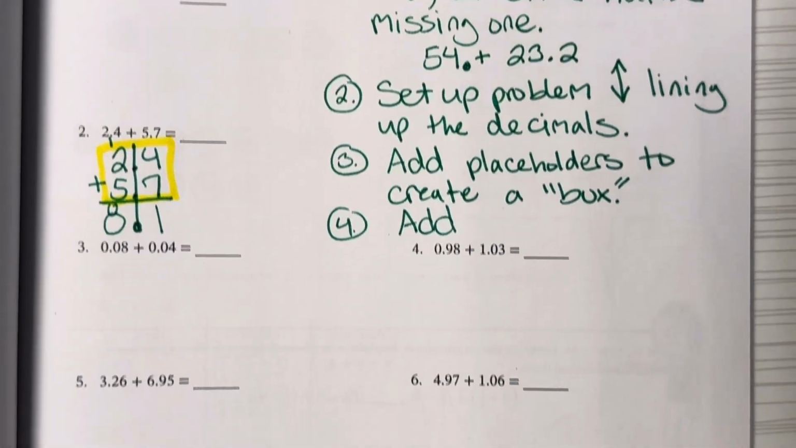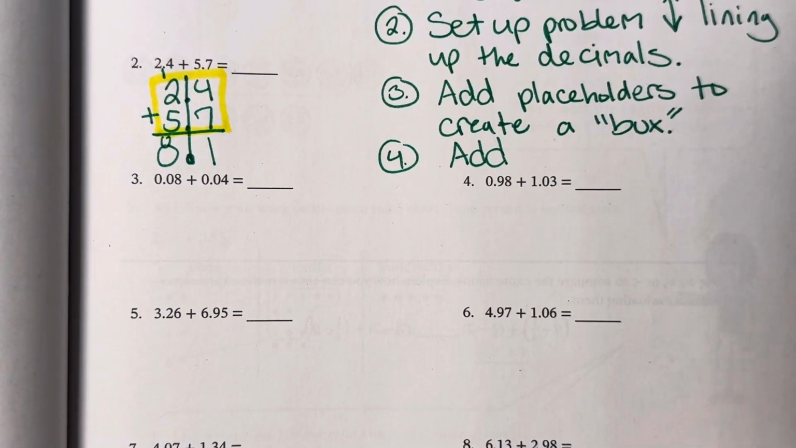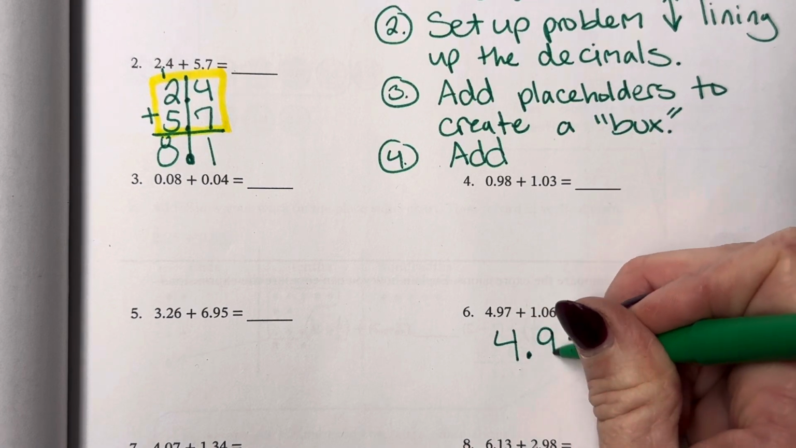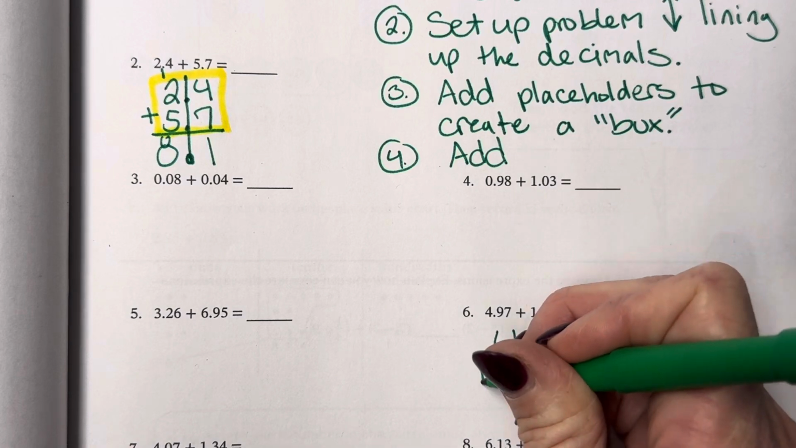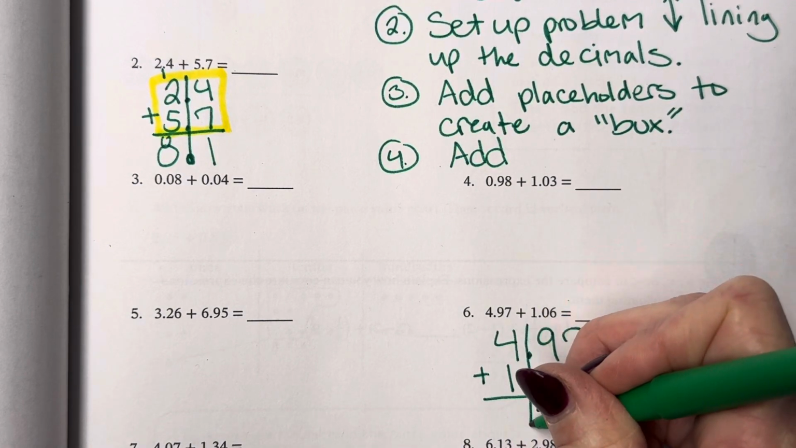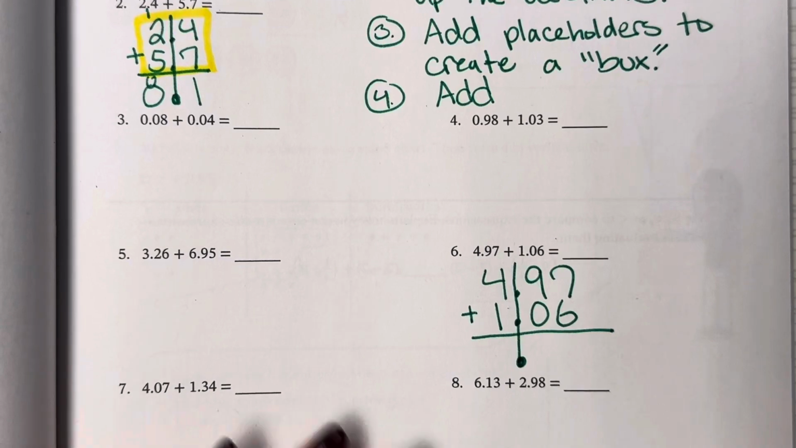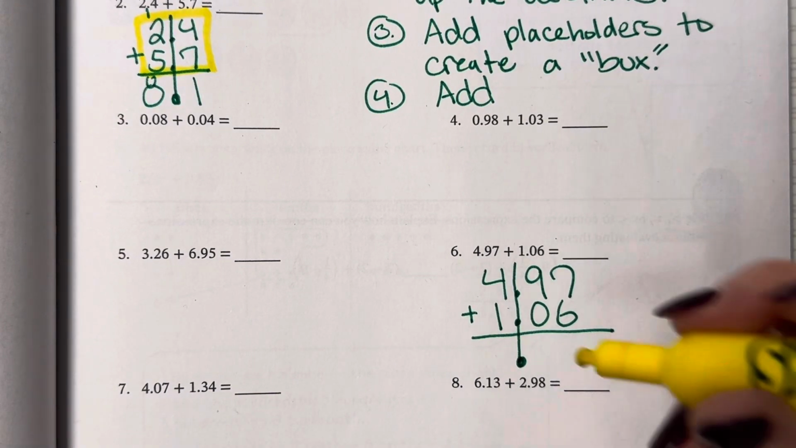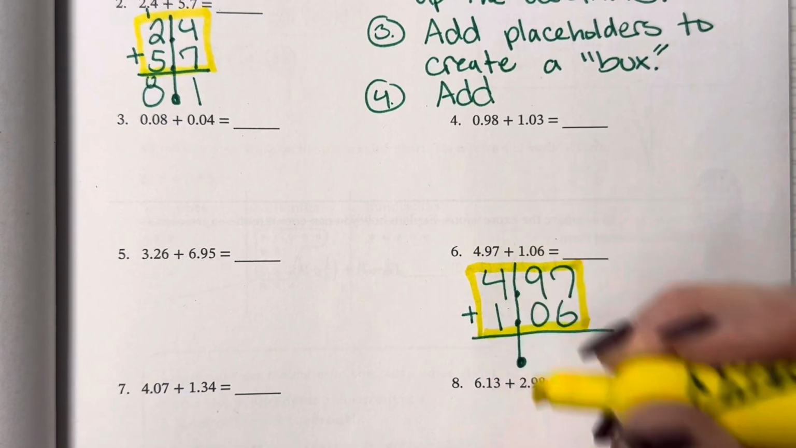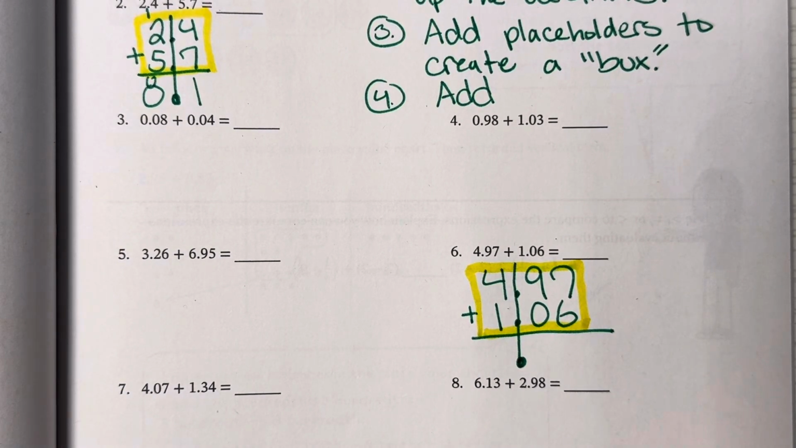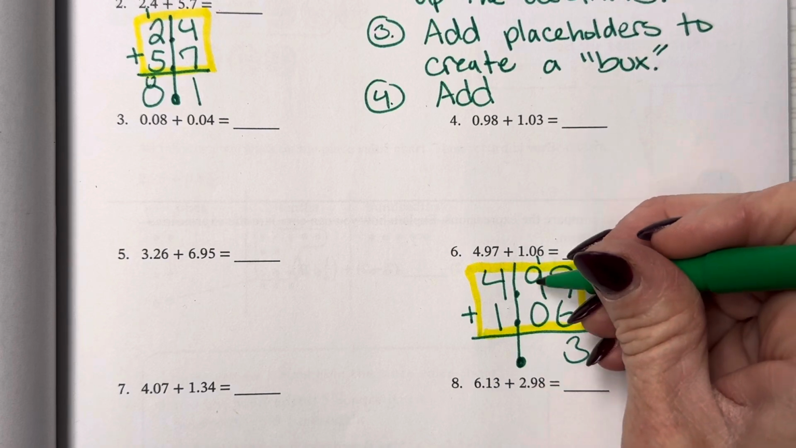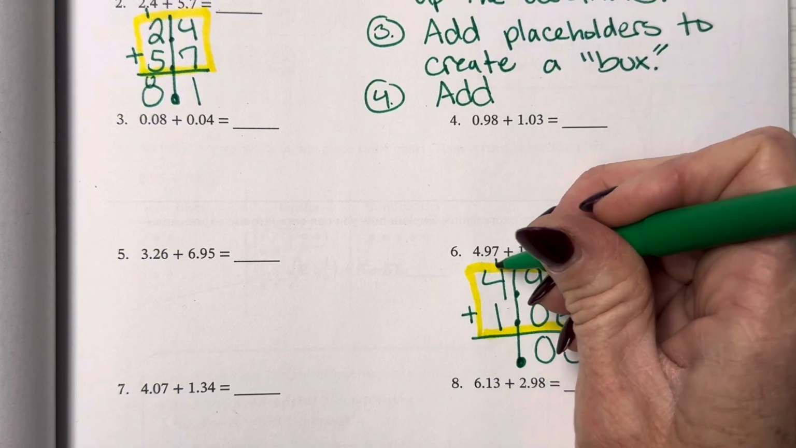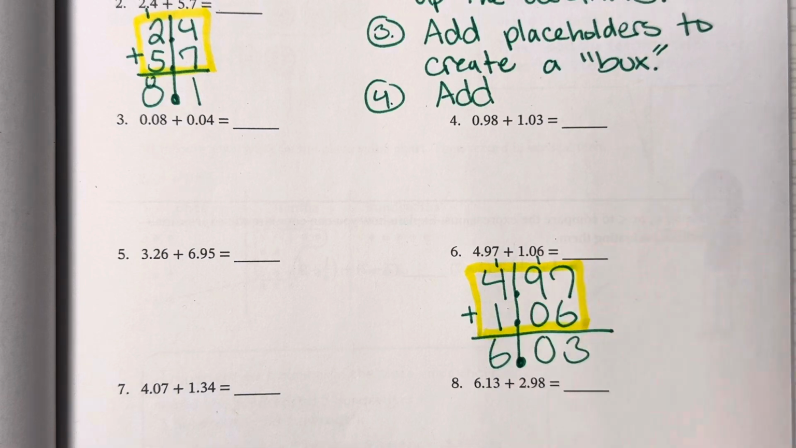Okay, let's skip down to number 6. So number 6, I have 4 and 97/100, and I have 1 and 6/10. So I set it up, lining up my decimals. Again, I don't need to add any placeholders because I already have this kind of imaginary box. So now I'm just ready to add. So 7 plus 6 is 13. 1 plus 9 plus 0 is 10. 1 plus 4 plus 1 is 6. So our answer is 6 and 3/1000.